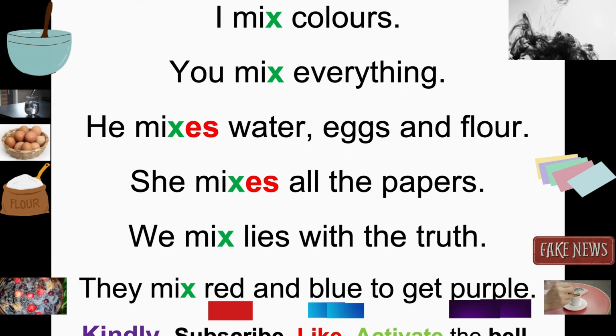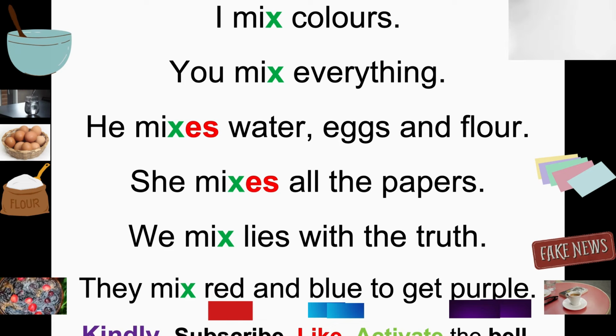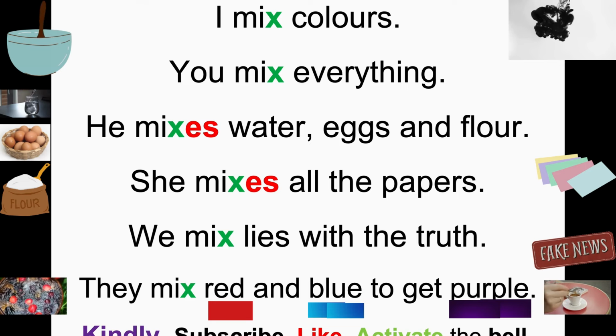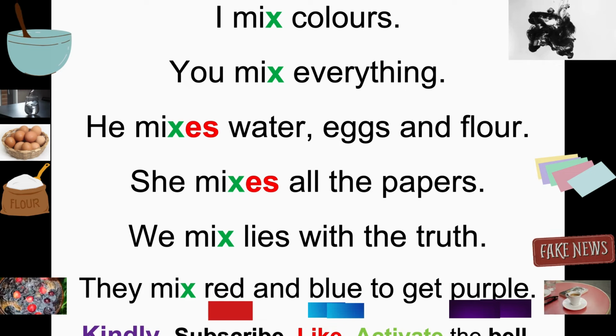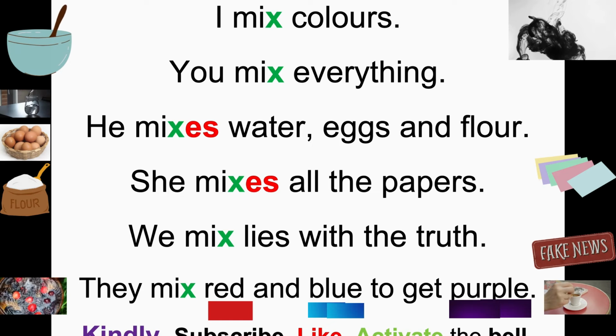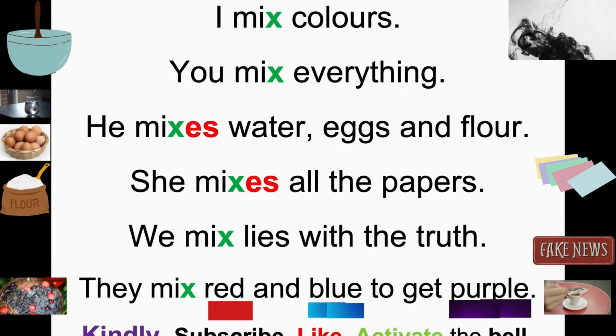She mixes all the papers. It means she puts all the papers together. We mix lies with the truth. They mix red and blue, these two colors, to get purple, another color. As you see, I mix, you mix, we mix, they mix. The verb doesn't change. But with he and she, we add ES to the end of the verb. He mixes, she mixes. Let's see the negative form.